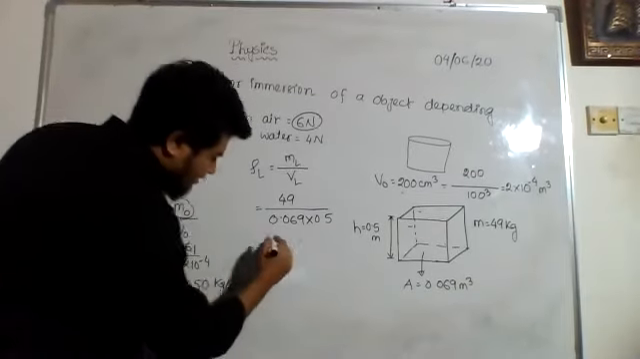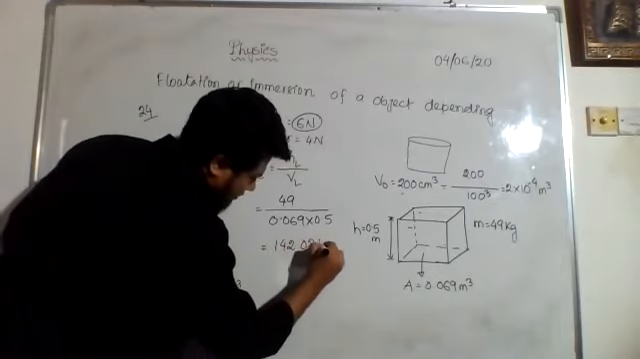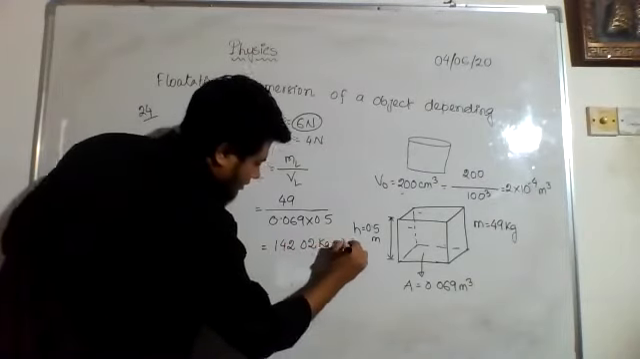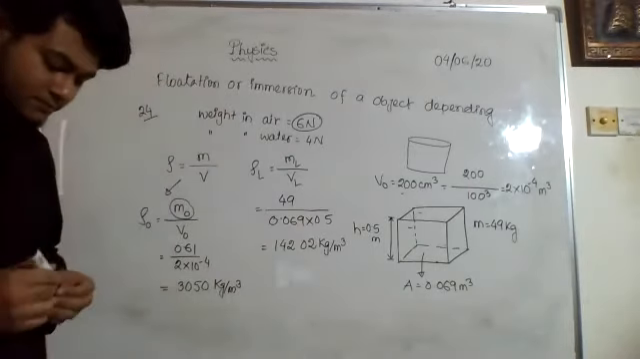Sir, 142.02. How much? 142.02. 142.02 kilogram per meter cube. Now you tell me, will the body float or sink?